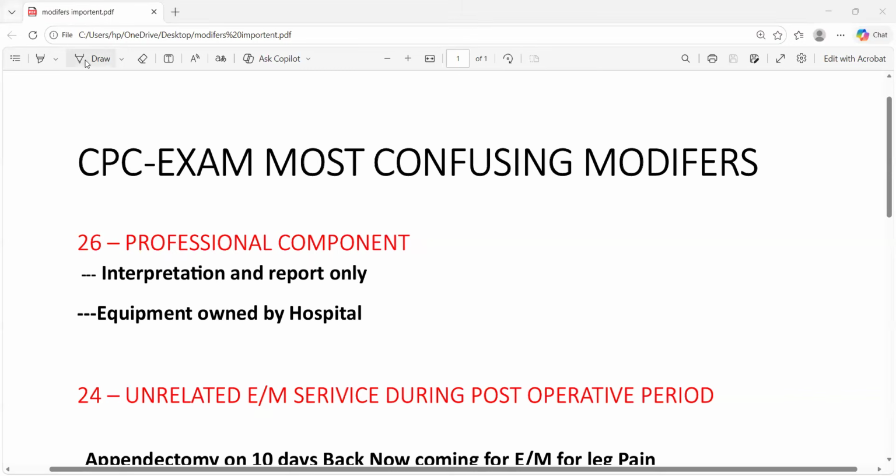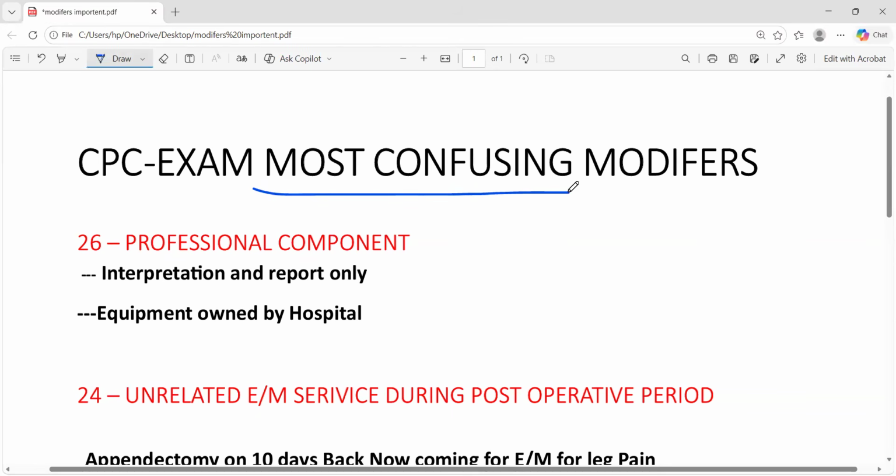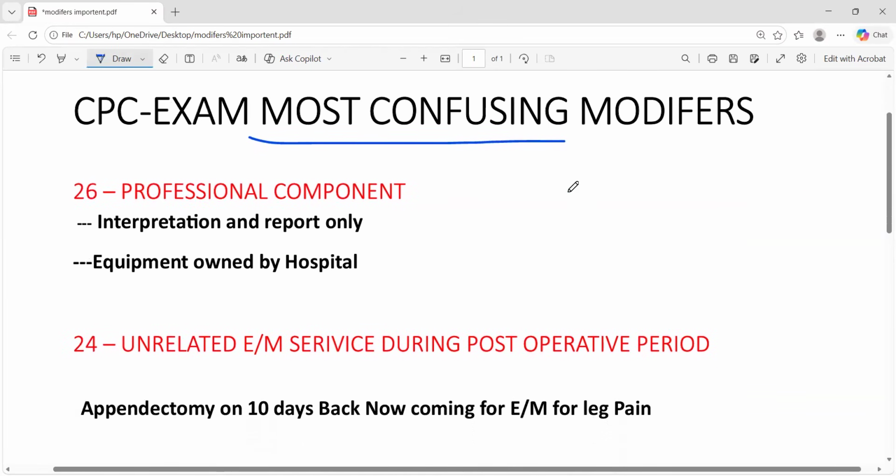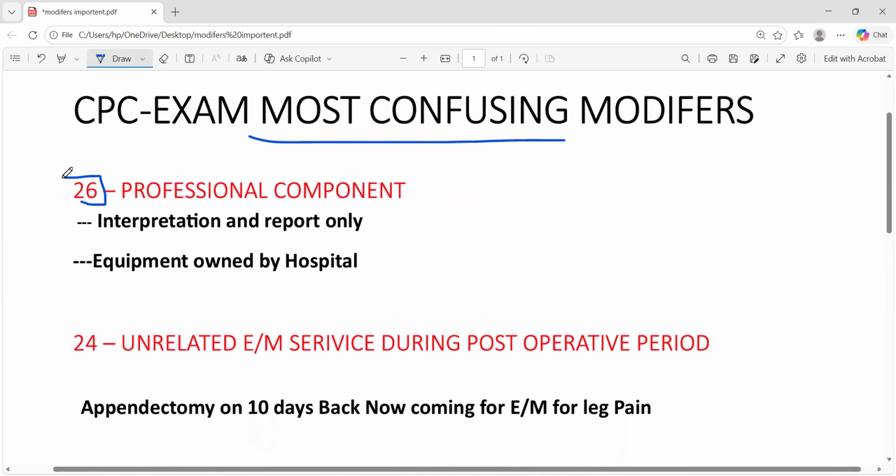Hello everyone. The CPC exam most confusing modifiers. First modifier 26. The 26 is the most confusing modifier when we need to take 26. The example, what is the modifier? Professional component. What is meant by professional component?